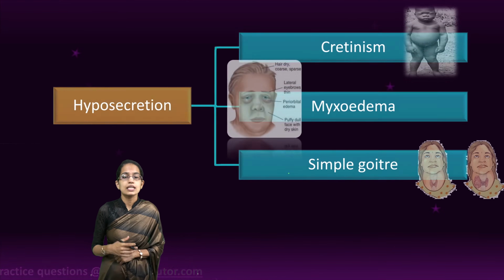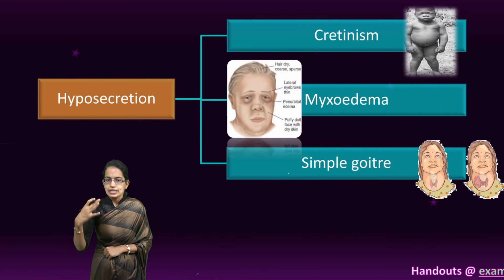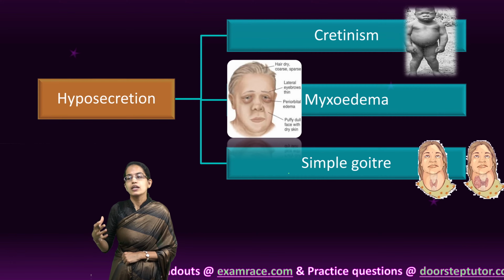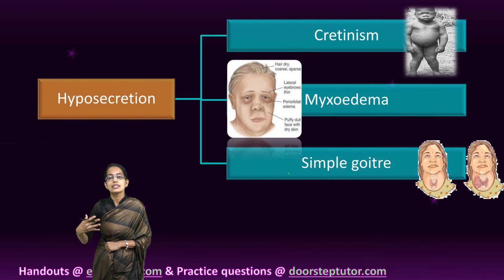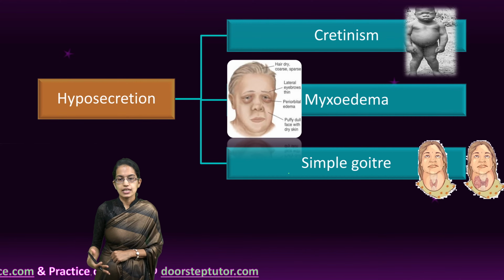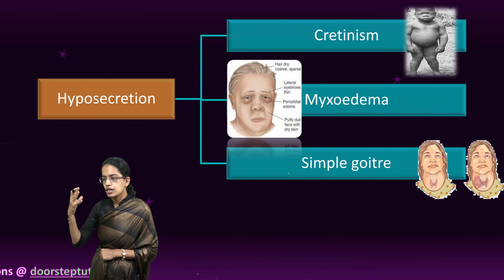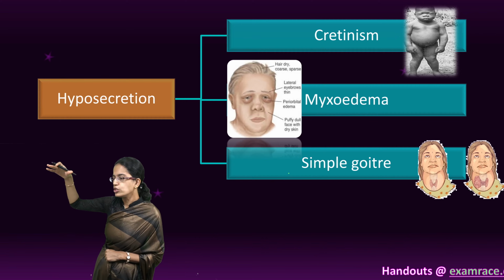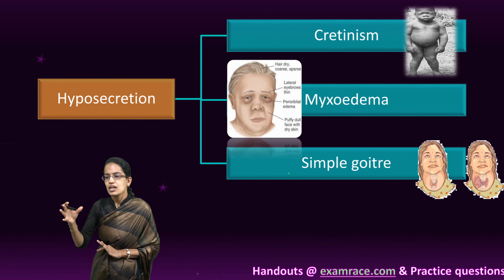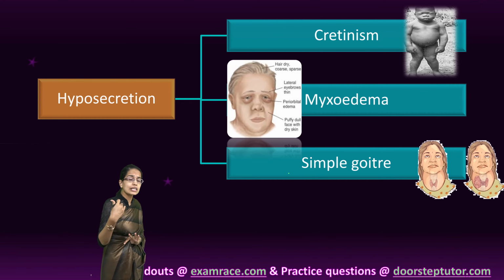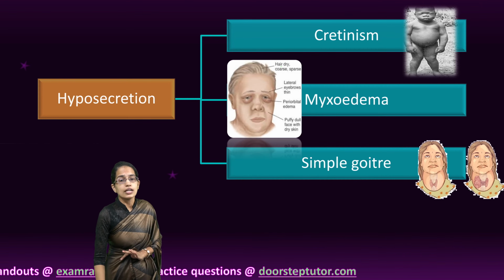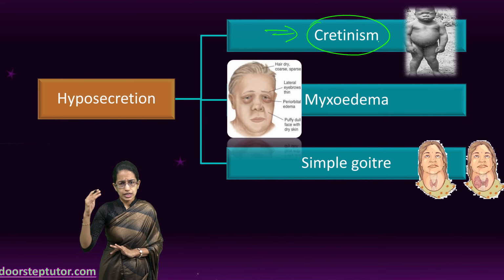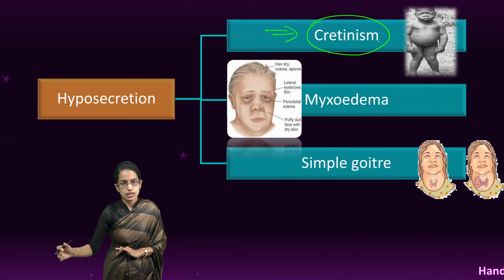Now what are these three? Let's understand these one by one. Cretinism is a kind of hyposecretion where the physical growth is retarded. As you can see in the picture here, pot belly, pigeon chest, and deformed teeth are some of the common characteristics of cretinism. Also shorter height, shorter hands and feet, delayed physical growth, and delayed or retarded mental growth are some of the indicators of cretinism. So cretinism is a kind of retardation, both mental as well as physical.